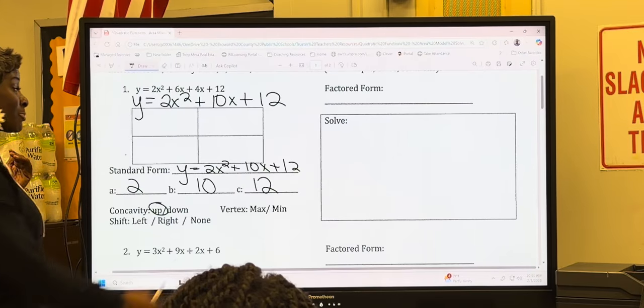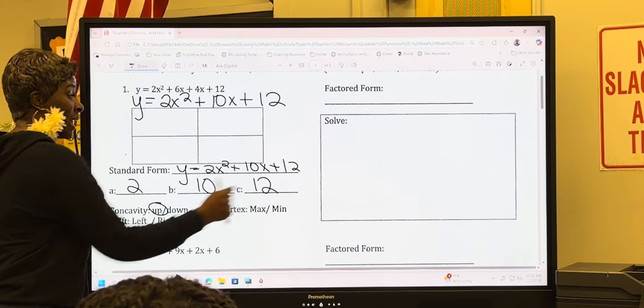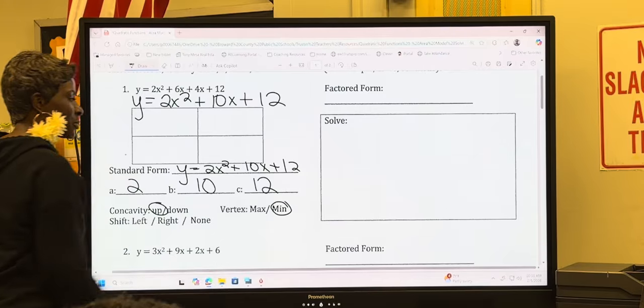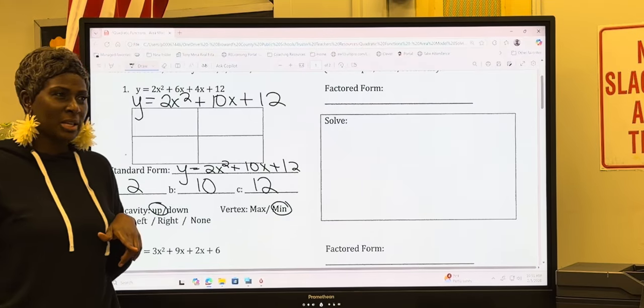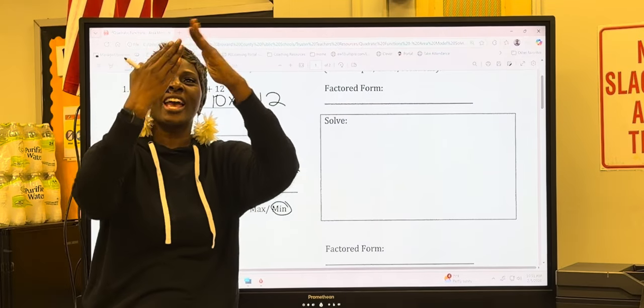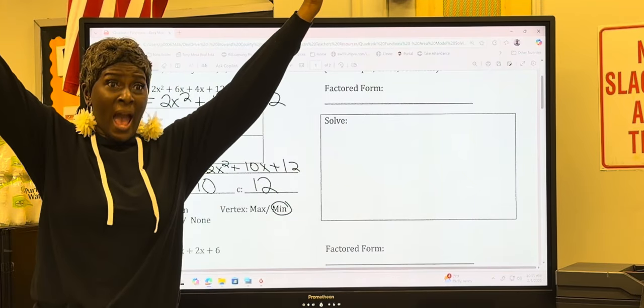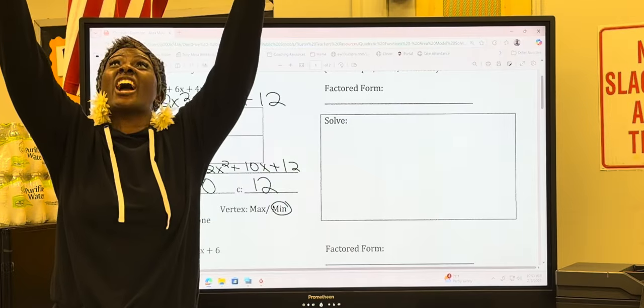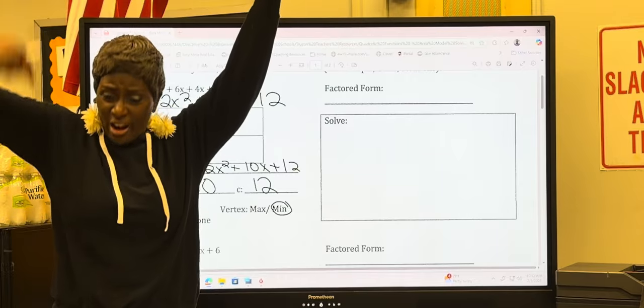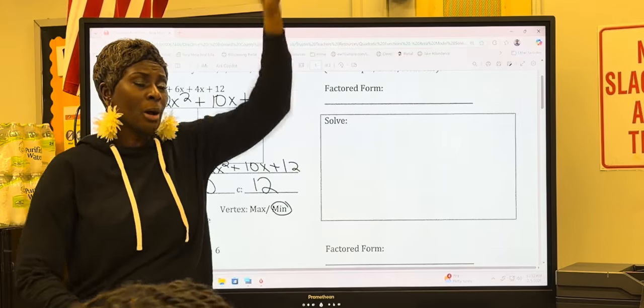Now, is my vertex going to be a max or a min? Minimum. Do we understand why that is? If I concave up, what's on the end of both of these lines? Arrows, which means they keep going. So is there a maximum? No. But there is a minimum. So that's how we look at that.